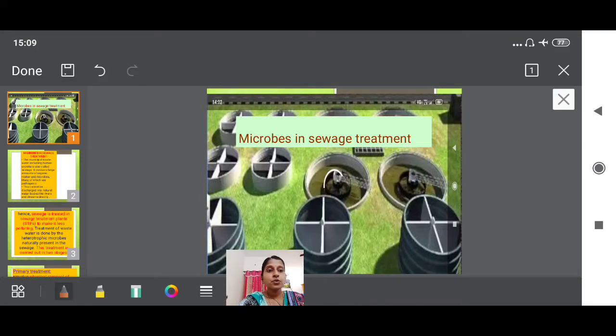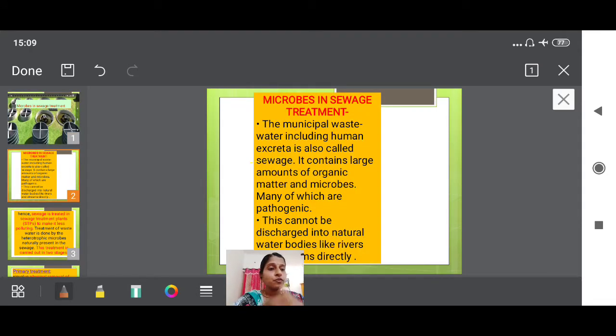Okay. So to start with, what is sewage? Before going into the topic, we should know what sewage is. The municipal waste water including human excreta is called sewage. In the municipal waste water, the domestic waste, the major composition is the human excreta. That one we call sewage.